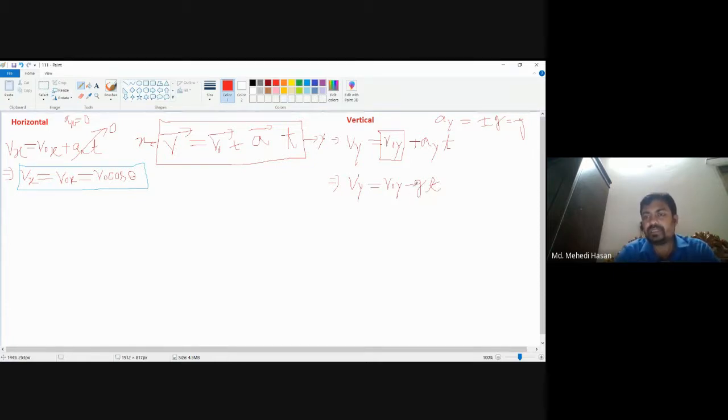It will be changed depending on the motion. So if the object is going downward, then it will be plus g. So this is the first equation, or we can also write this as v naught sin theta, because v y is v naught sin theta minus gt. So this is the first equation in the vertical case, and using this equation you can find the y component of the velocity at time t.